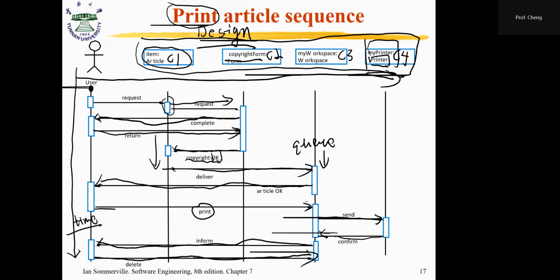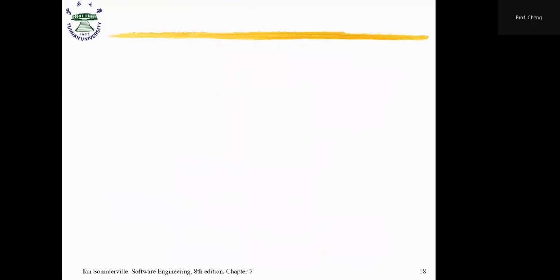So this kind of sequence diagram is more detailed than a use case. You will identify all the subsystems or components interacting with this function. So here, I will give you an example about our project. Okay, our project.